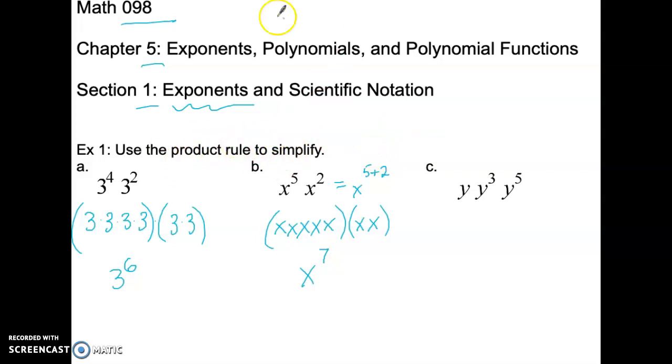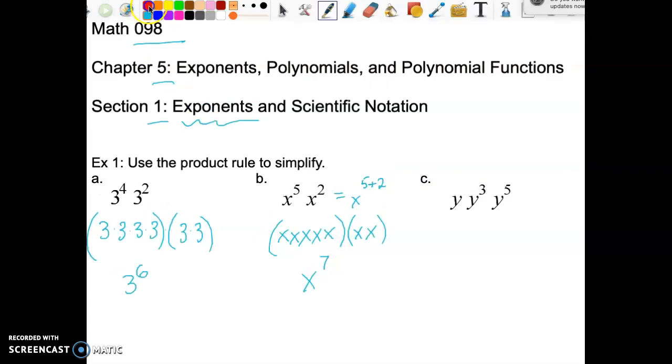What's the product rule? Let me change colors real quick, except my thing's in the way. I don't know, now I can change the colors. x to the m times x to the n is equal to x to the m plus n. And the book might write it a little bit differently, but that's the main premise here.